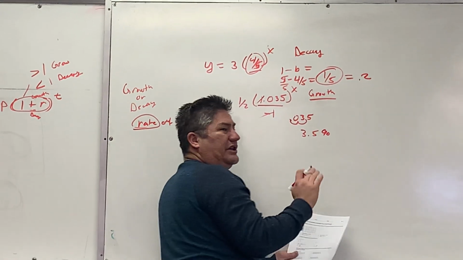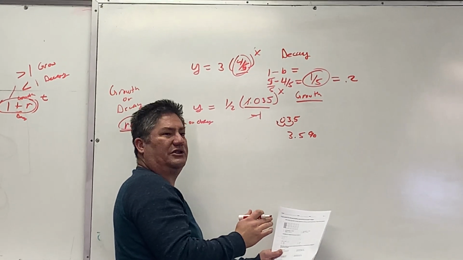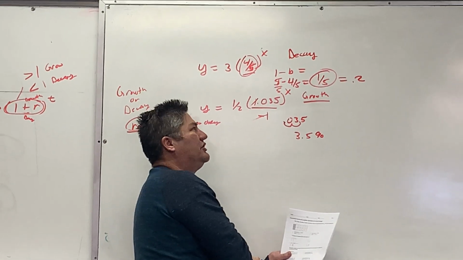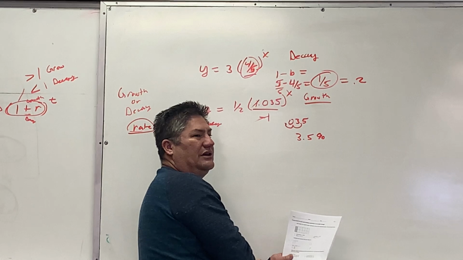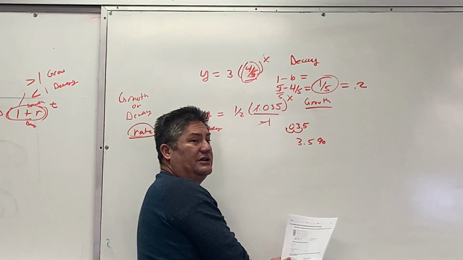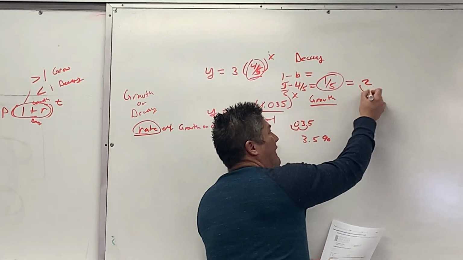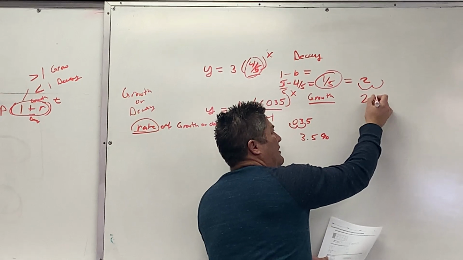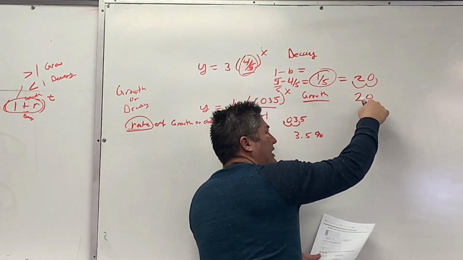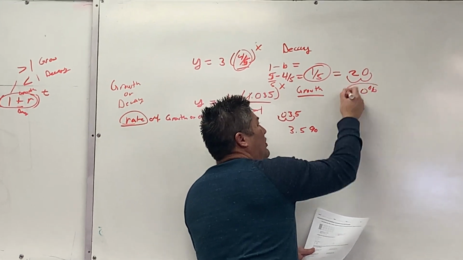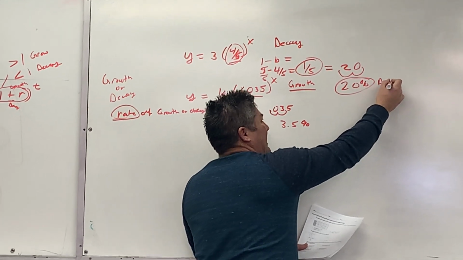0.2. Now, what is it as a percent? Liberty, what's that going to be as a percent if I have 0.2? Again, you just want to move it how many places? 2 places. So it's going to be 20%. If there's nothing there, you have to put a 0 to hold the place. So this is a 20% decay.